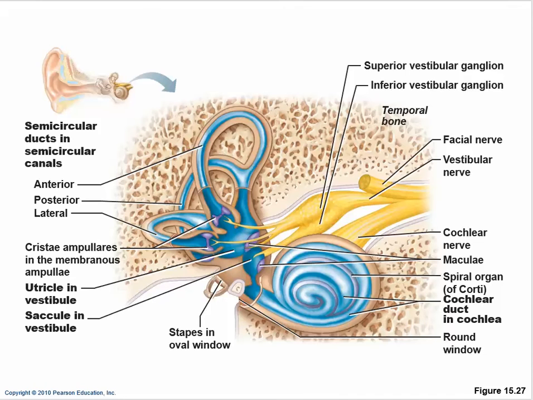So the space in the bone is here, right? These are the semicircular canals. In here, these ducts are filled with endolymph, and the space is filled with perilymph. We'll come back to this diagram a little bit later.